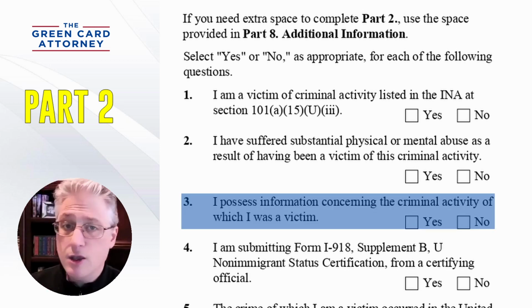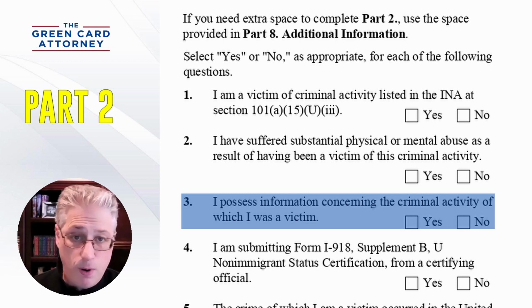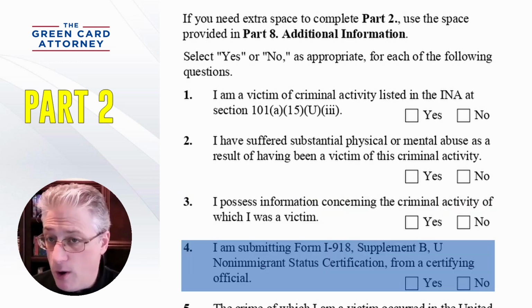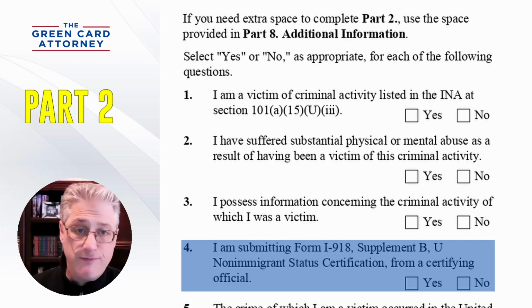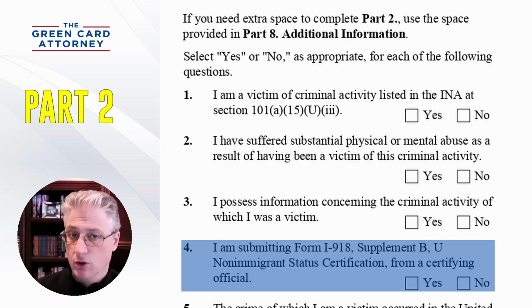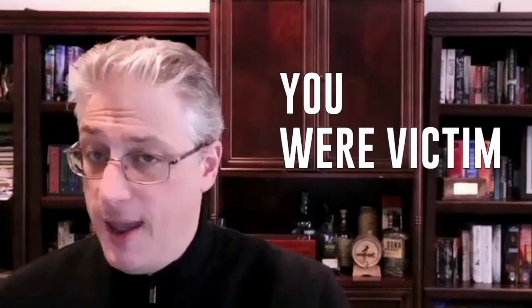Regarding question 3, you must show that you have information on the crime. Most common example is a police report documenting you were a victim of violent crime and you spoke to the police about the crime. Question 4 refers to Form I-918 Supplement B. It's the law enforcement certification and it is crucial. Without this form, you can't obtain a U visa. This is what I like to call the helping letter. It's a form filled out by law enforcement that indicates you were a victim of a qualifying crime and you were helpful. You can't file without it because you will be denied 100% of the time.